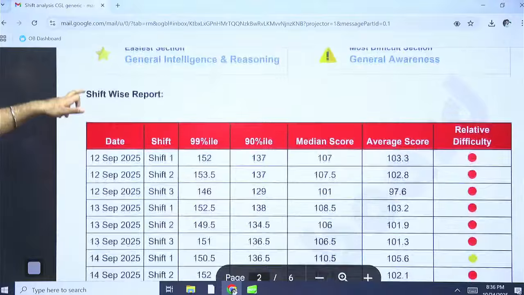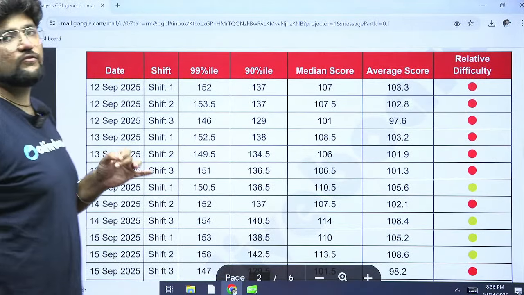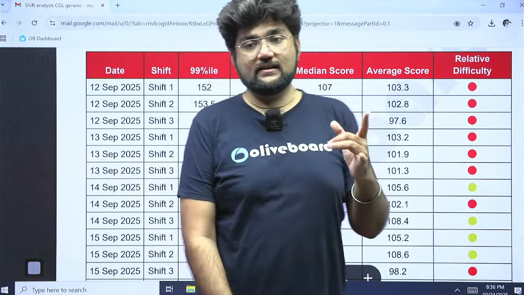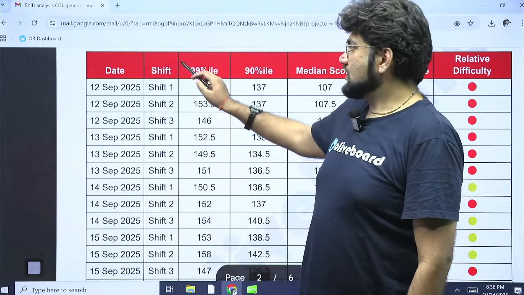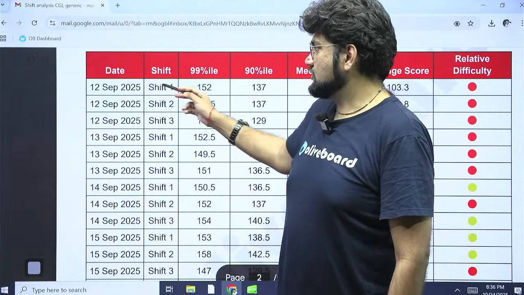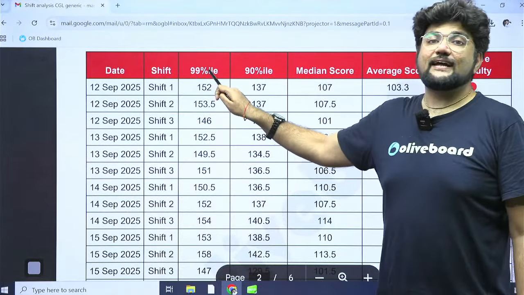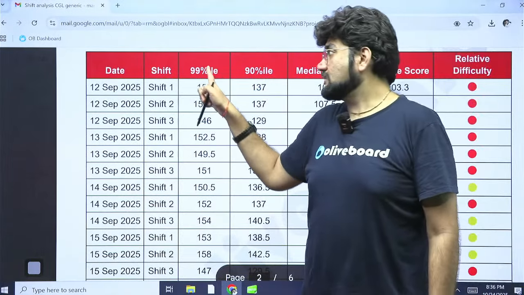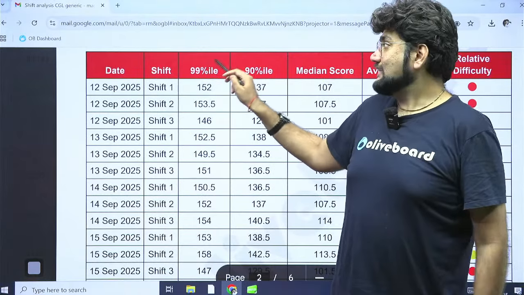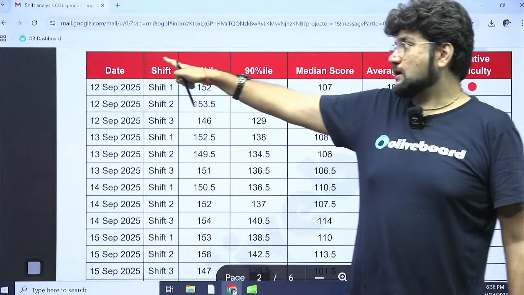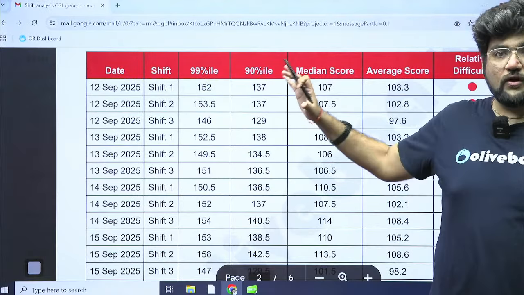Now, let's look at the shift-wise report in detail. So, all the shifts have been listed here. I'll first give you a key, what all you have to read, what all you have to understand. Point number 1, these are the dates when the shifts were conducted. These are the shift numbers, for example, 12 September shift 1, 12 September shift 2, 12 September shift 3. These are the 99 percentile scores. That means, if a person has scored this much, then the person is at 99 percentile. That means 99% of students in this particular shift have scored below 152. That is how you have to read it.